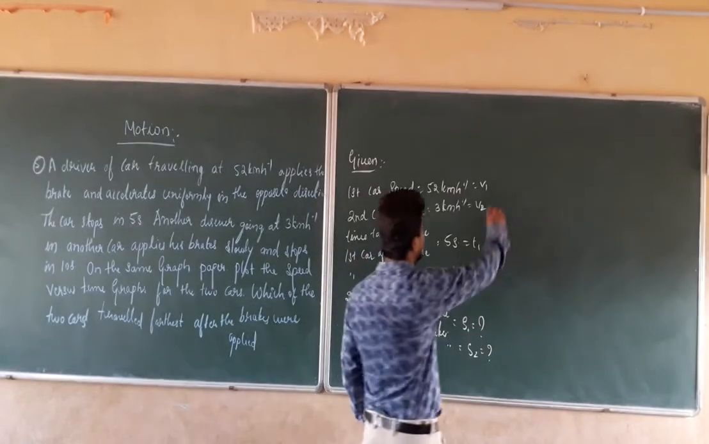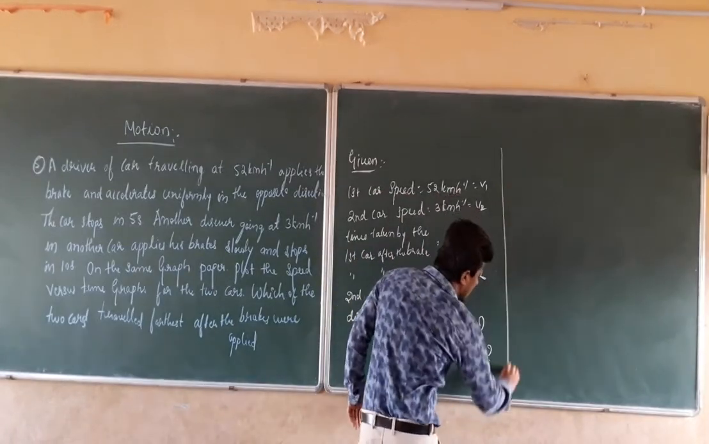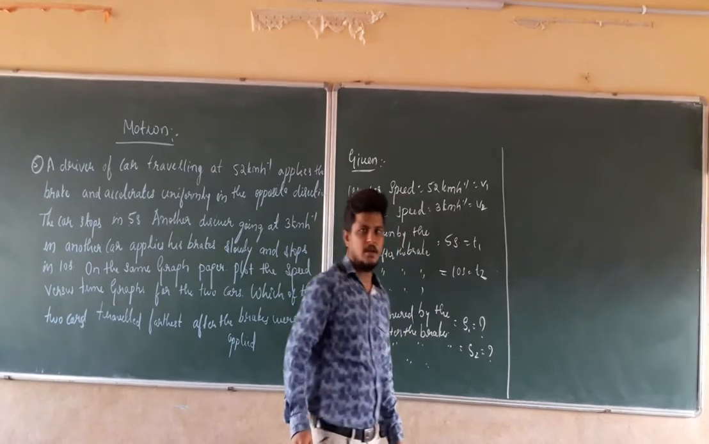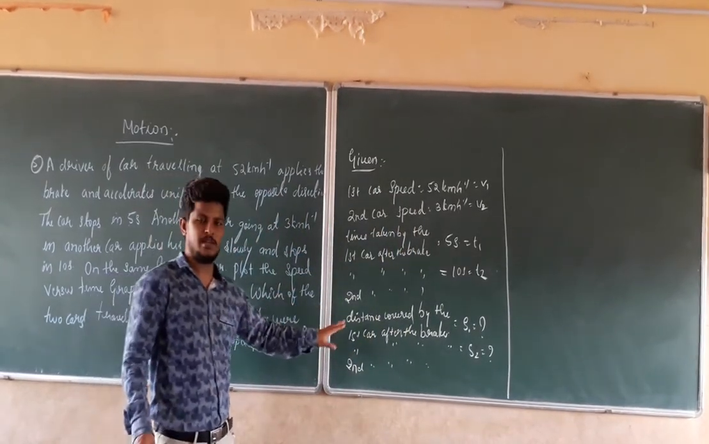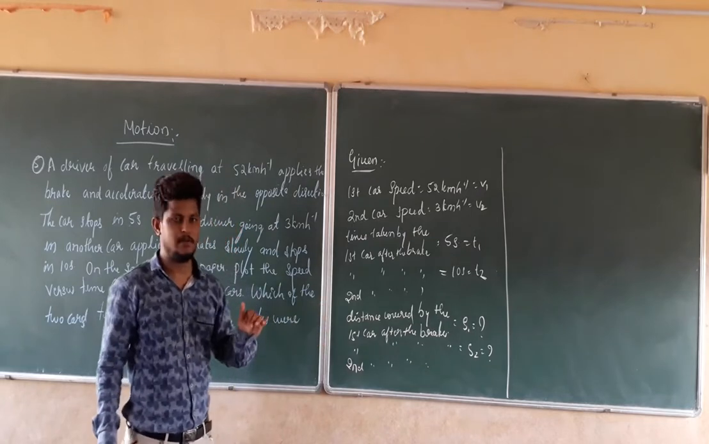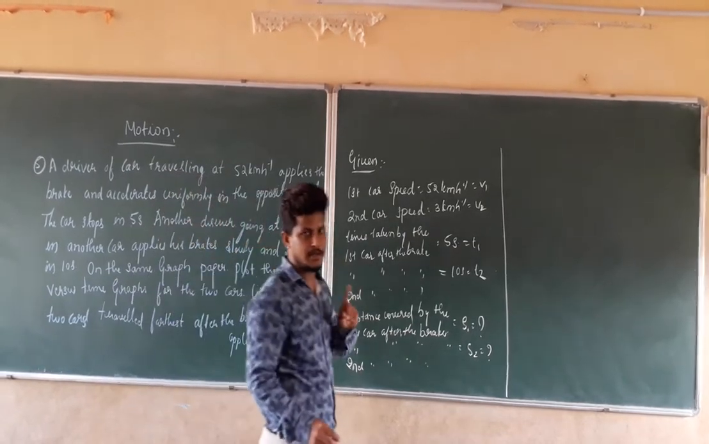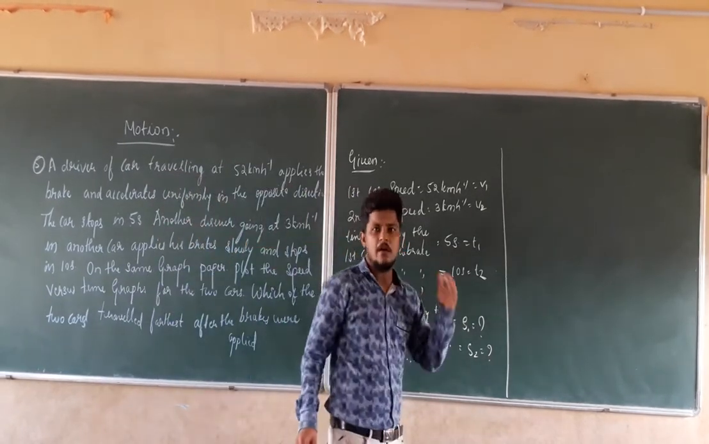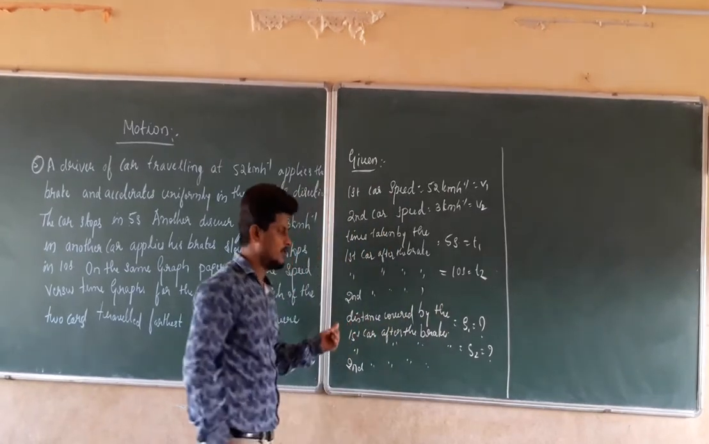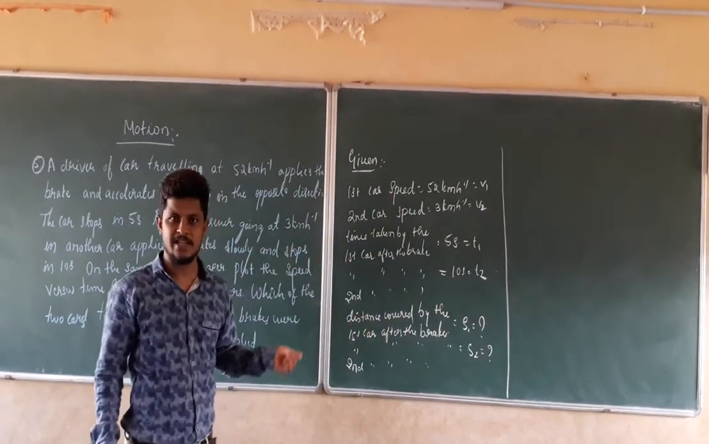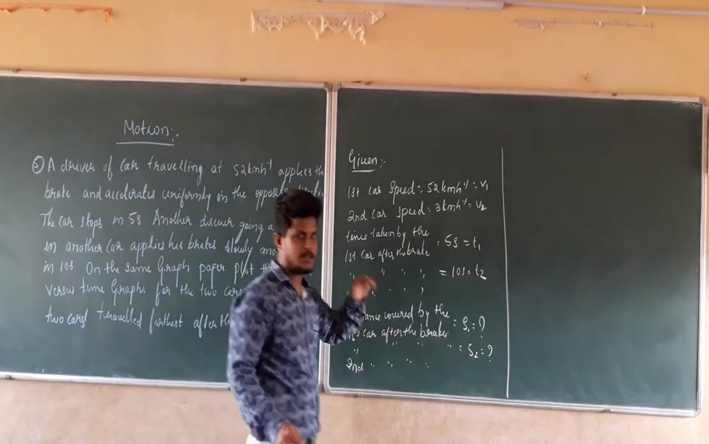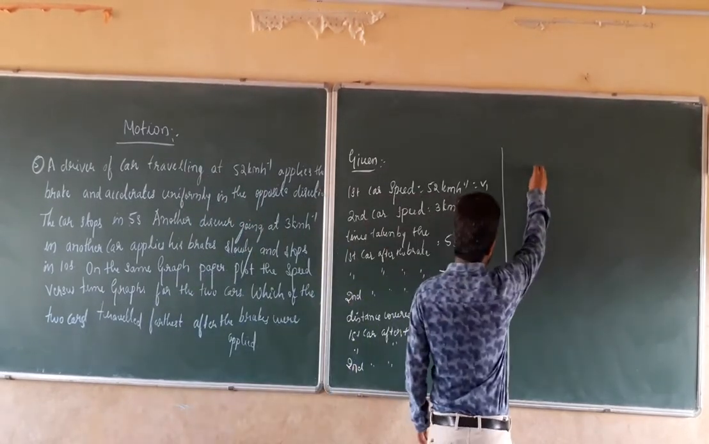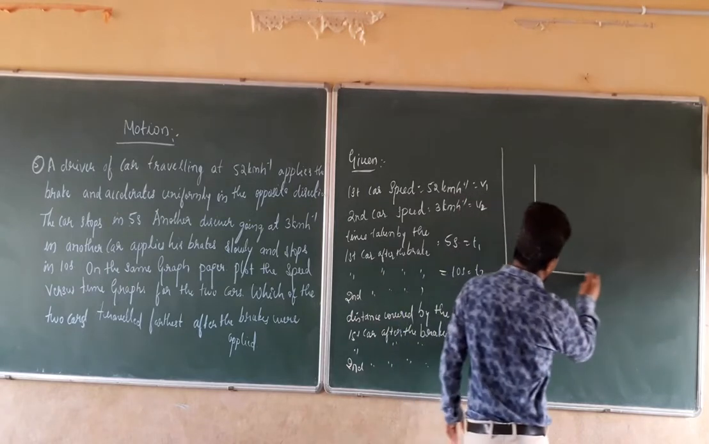For that reason, we are going to draw a velocity time graph. You should use graph paper and draw on it so that it will be absolutely accurate. Use the graph and draw the VT graph, that is, the velocity versus time graph, or speed versus time graph. In that we have to calculate the distance covered. So I am going to draw a VT graph like this.